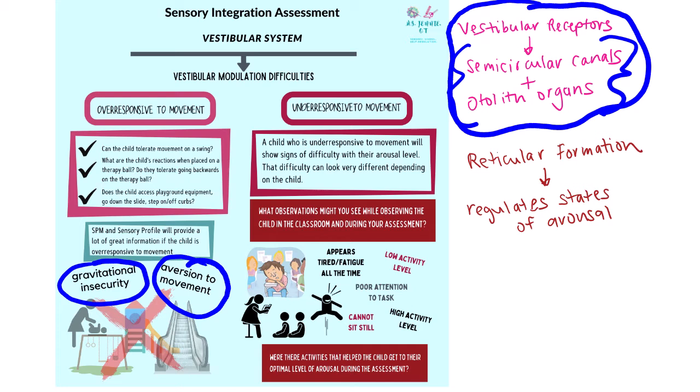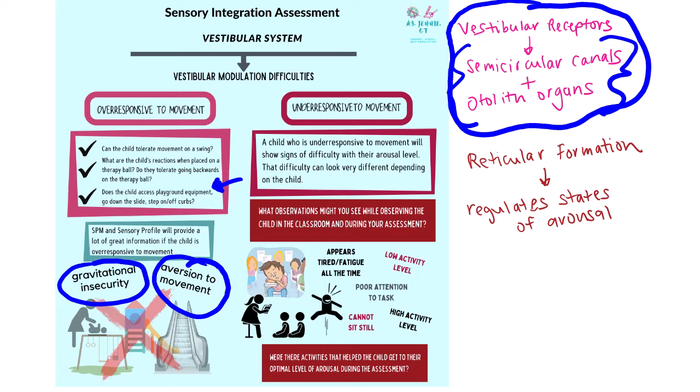The last thing you want to check, because we are in a school-based system, is how the child is accessing the playground equipment. Are they able to go up the playground structure and then go down the slide? Are they able to step on and off the curbs that give them access to the playground equipment? If they are really struggling with that, or you're seeing that they're not confident in those motor movements, then they might be gravitationally insecure.